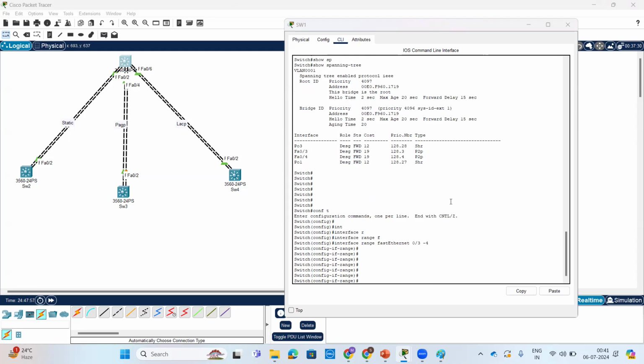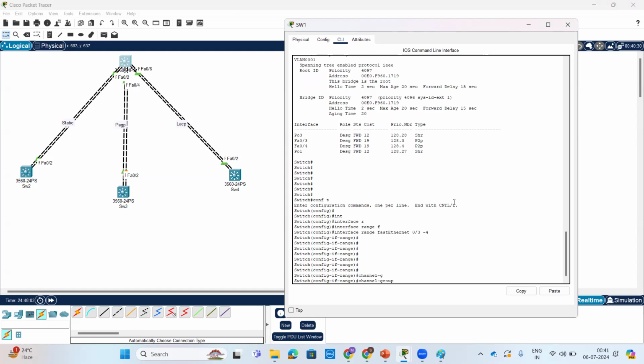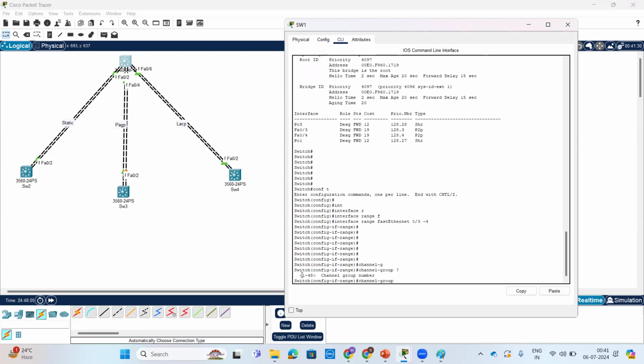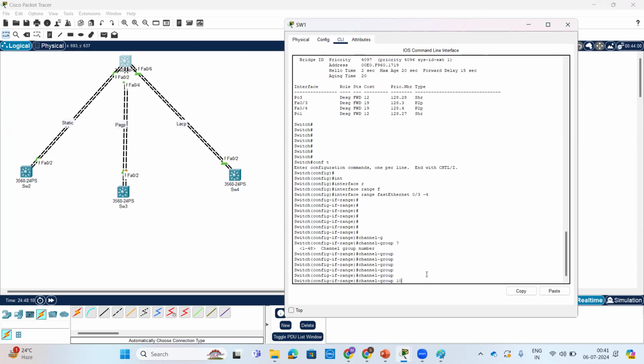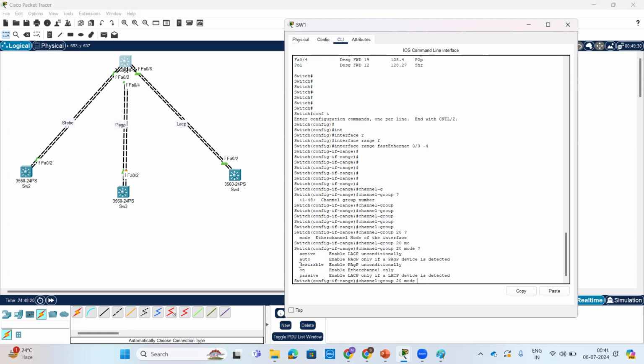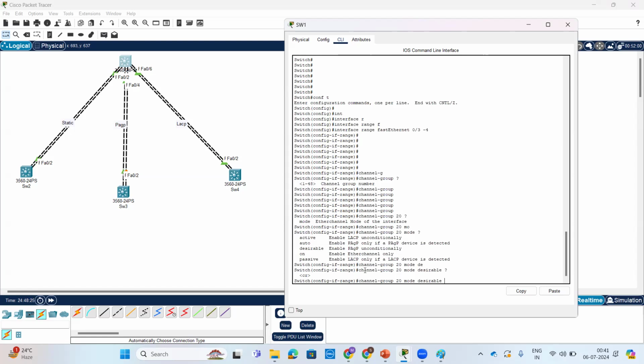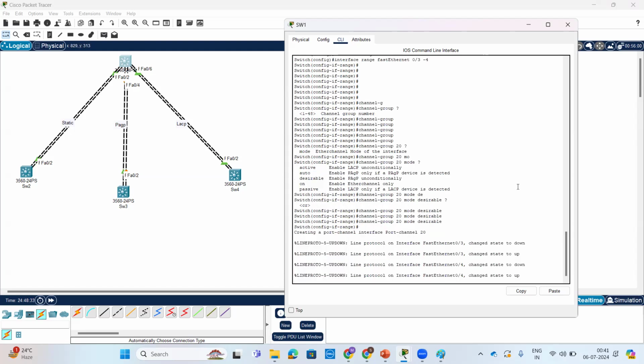Channel group, give the question mark. In between, this many range you can configure. Now I am configuring channel group 20, and mode is desirable. Desirable is PAGP. If both ends are desirable, then the ether channel will be formed.